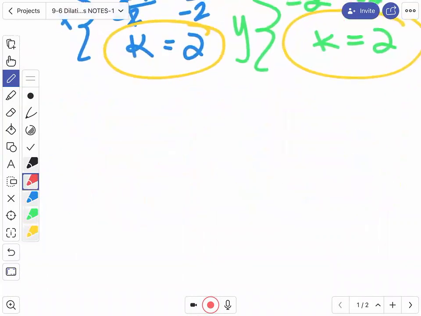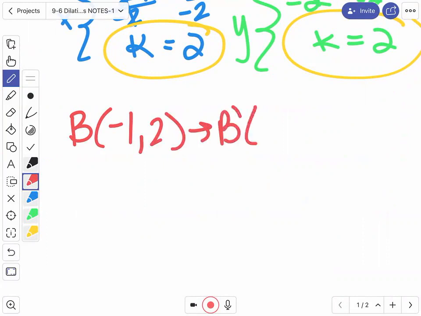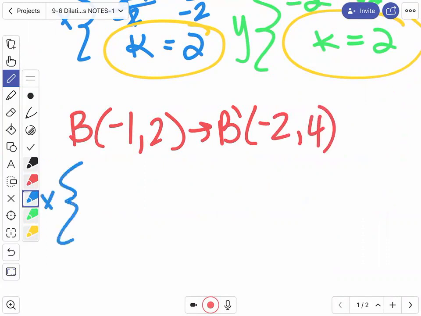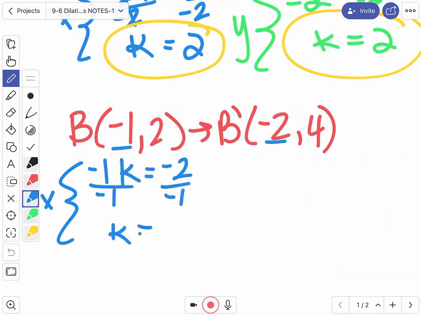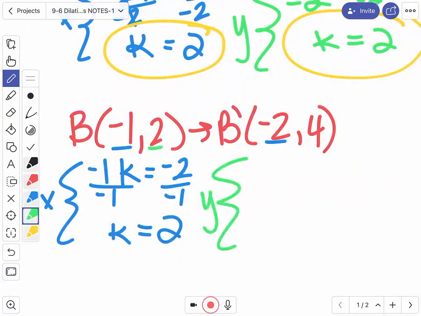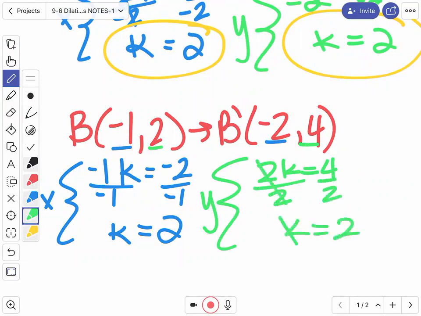So now we'll check out B. The original B is at (-1, 2), and then B prime is (-2, 4). Same process, start with the x's. -1 times k is equal to -2. Divide out that -1, and my k is 2, so it works here. Let's check the y's, the 2 and the 4. So 2 times k is 4. Divide out the 2, and my k is 2. So it does work for that one.